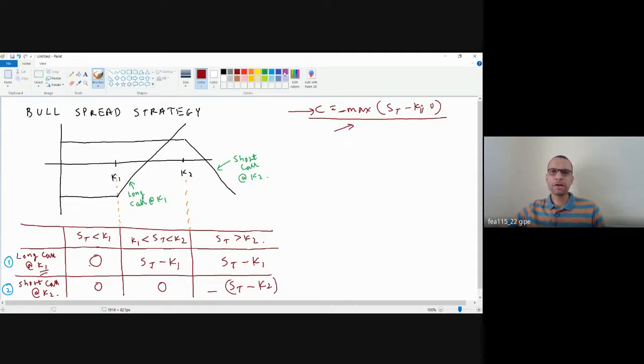I can also write a total payoff if I want. So I'll just write the total payoff here. There's no space, but let me just write the total of the three regions. This will be 0. This will be St minus K1, and St minus K1. This St's will cancel, so it will be K2 minus K1.